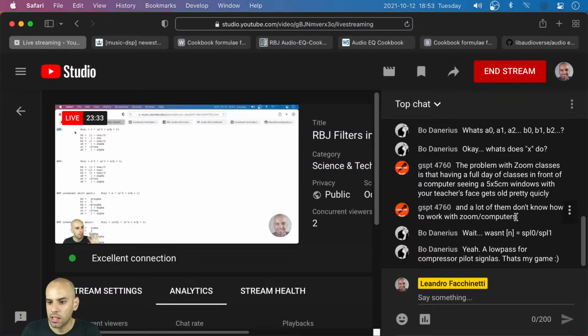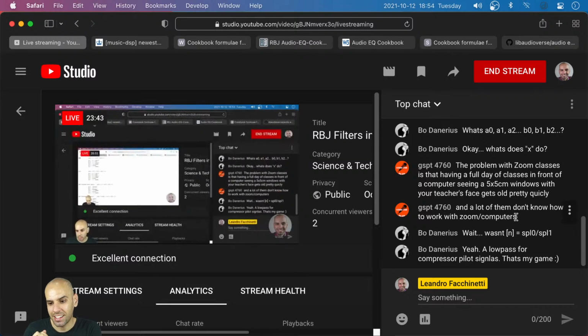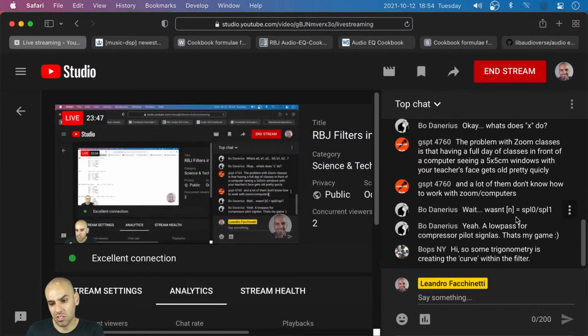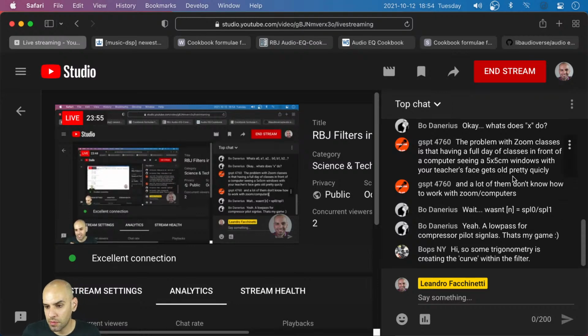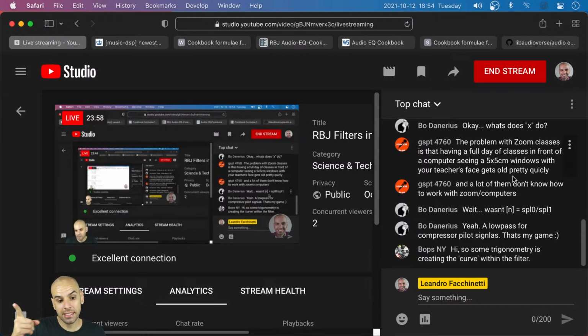Okay, GSPT says the problem with Zoom classes is that having a full day of classes in front of a computer, seeing a... okay, yeah, I can imagine. But I mean, it also gets old to watch a dude on a whiteboard, and yeah, I understand. And a lot of them don't know how to work with Zoom computers. That's bad.